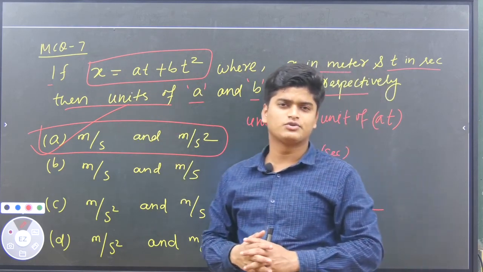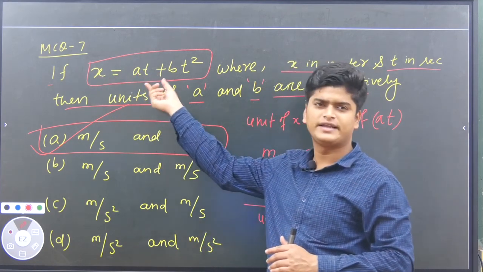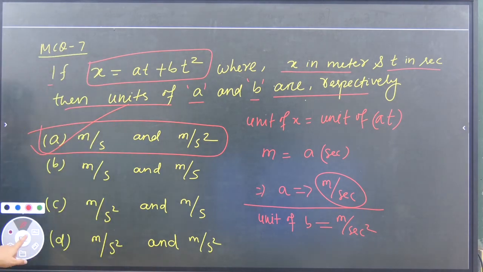In the next class we will try to understand dimension. Same thing we will understand there: the dimension of x equals the dimension of a t and the dimension of b t square also. Okay. Now come to the next question.